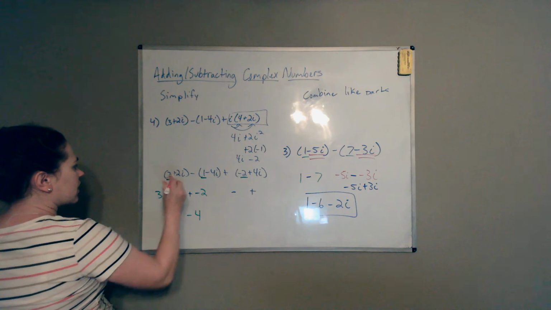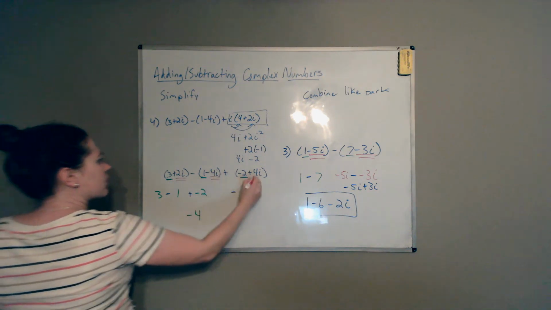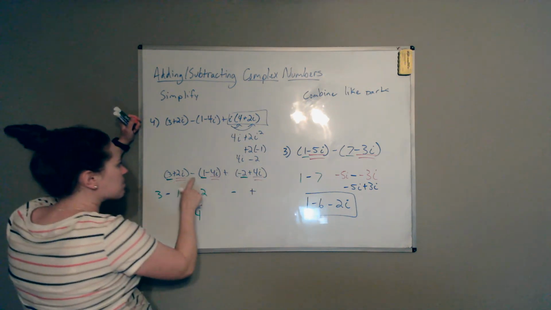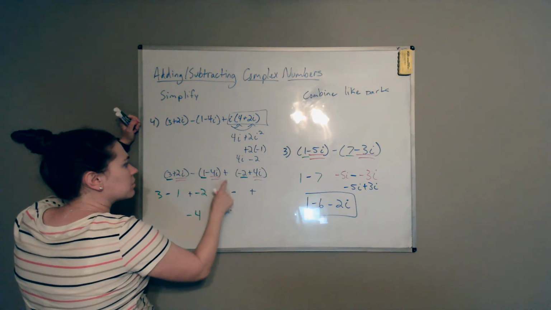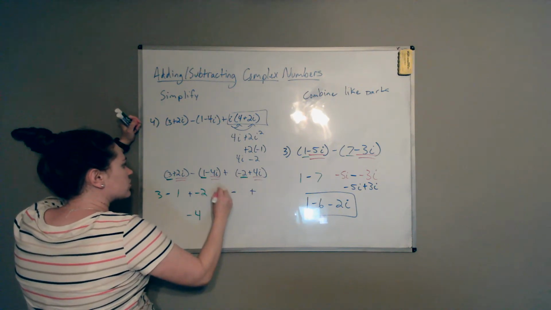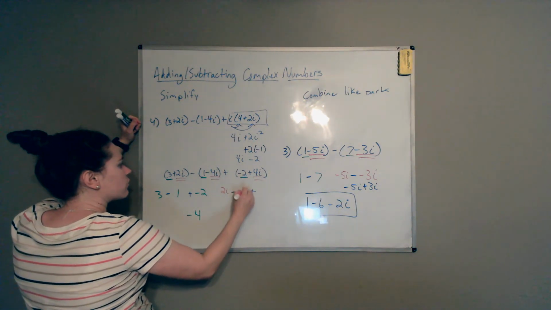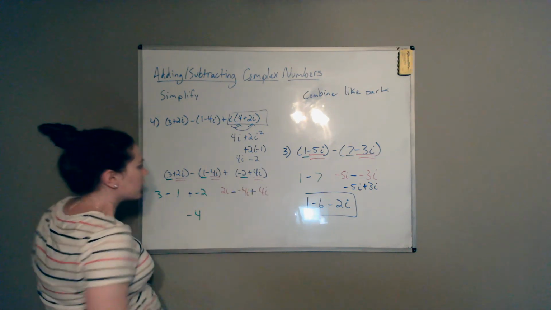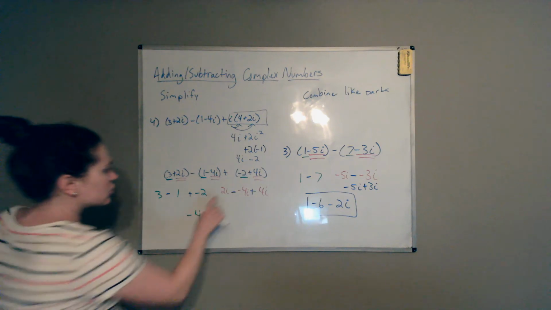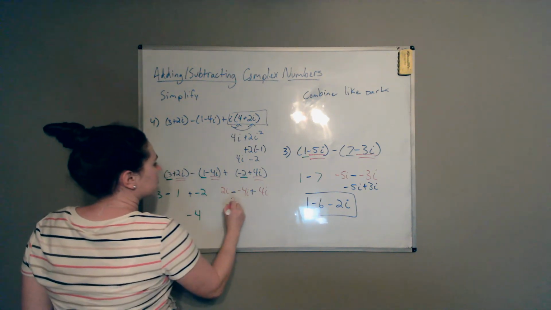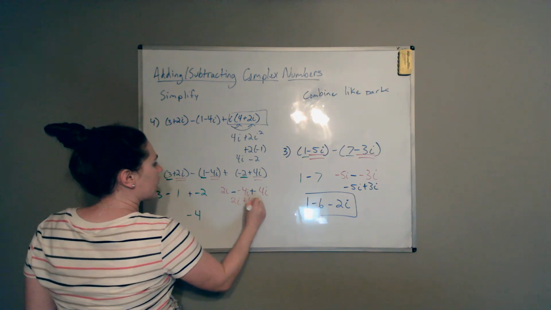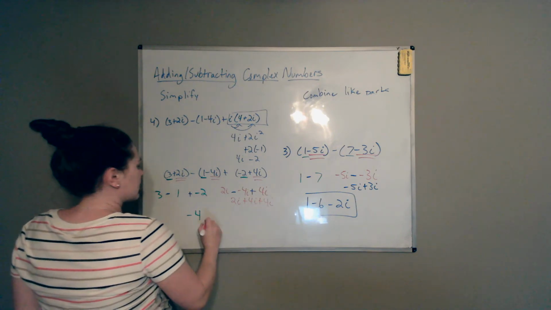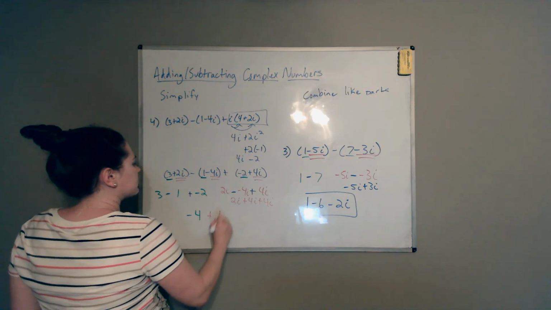And then we do the same with the imaginary parts. We're doing 2i minus negative 4i plus positive 4i. So we're doing 2i minus negative 4i plus 4i. Okay, that's going to give us 2i, this is really 2i plus 4i plus 4i. That's going to be plus 10i.